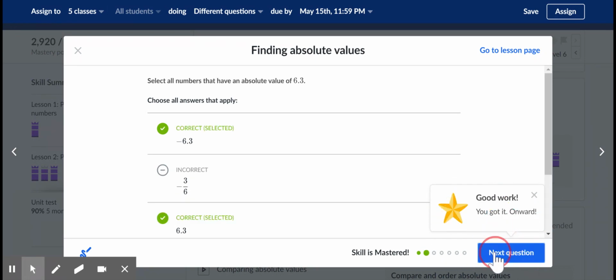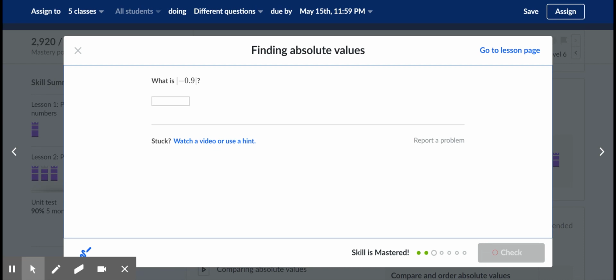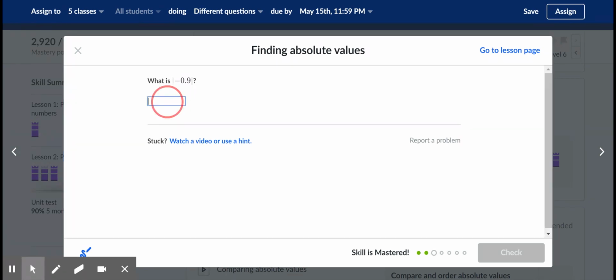And we'll do one more. So this is asking for the absolute value of -9/10. So again, all I have to think about here is if I drop the sign in front of the number, how far away would that be telling me it is from 0? And I would simply just put 0.9.